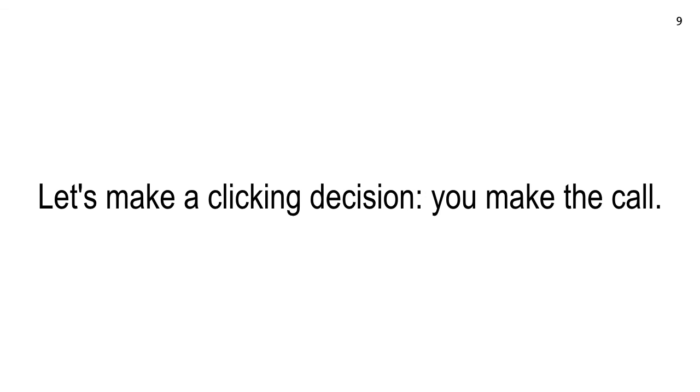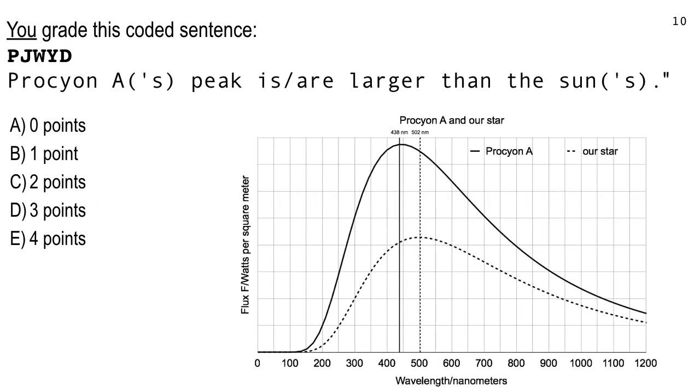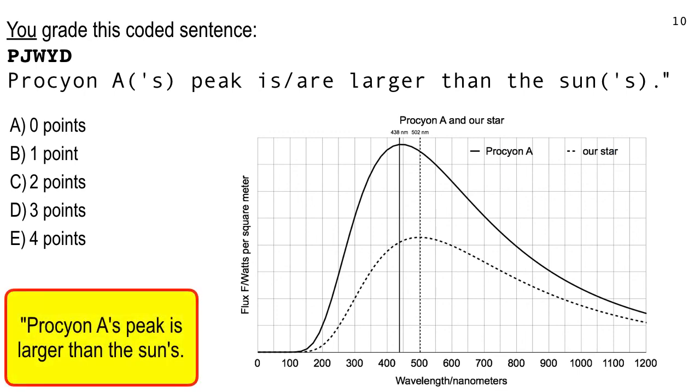We'll start, get your clicker out. Let's do a question together. It's a short answer. Here we go. Here's your sentence. Procyon A's peak is R larger than the sun's. Oops, I forgot a quotation mark in there. And here's the cleaned up version of it. And I forgot another quotation mark in that. Look at that.